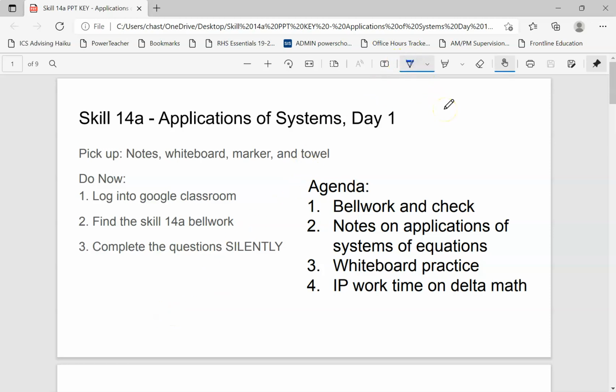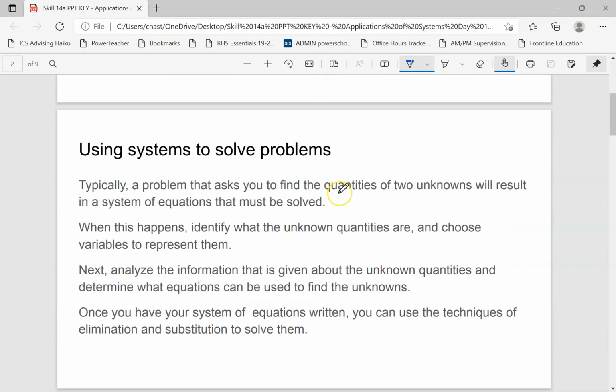Bear, and I'm bringing you Skill 14A, which will talk about applications of systems. And this is going to be day one of a 2-day series of lesson topic. So let's go ahead and get started.